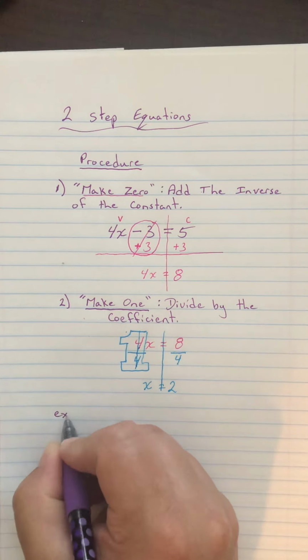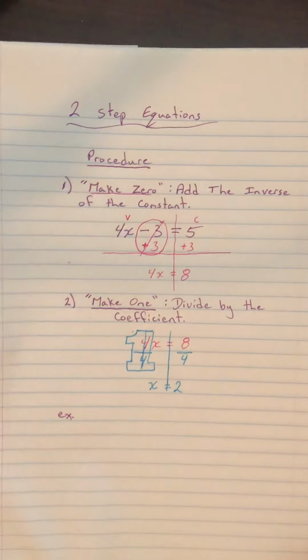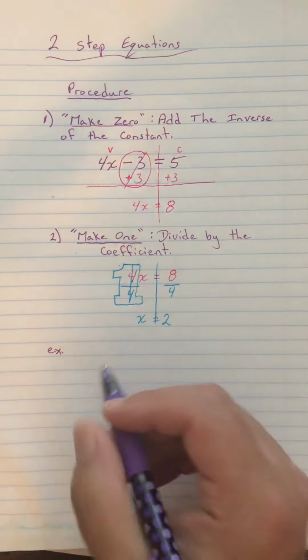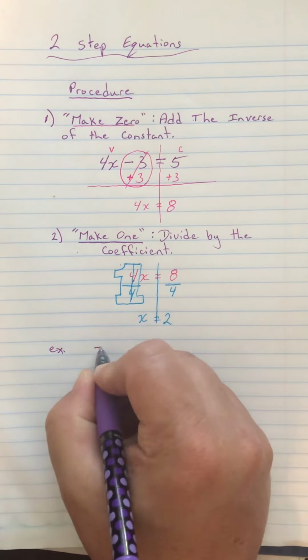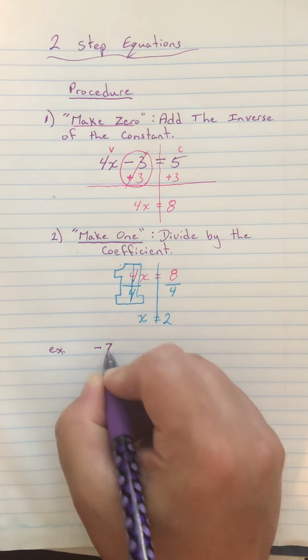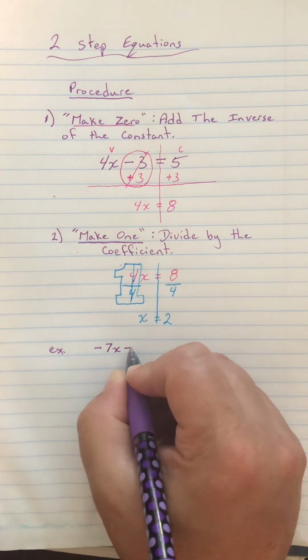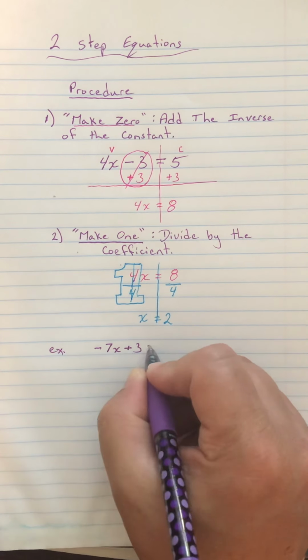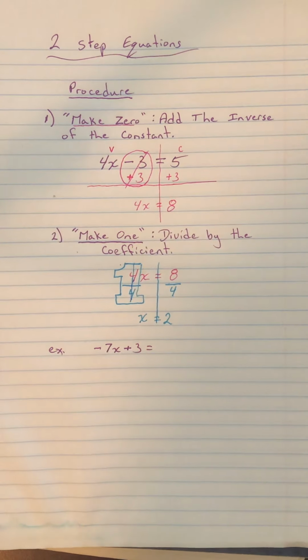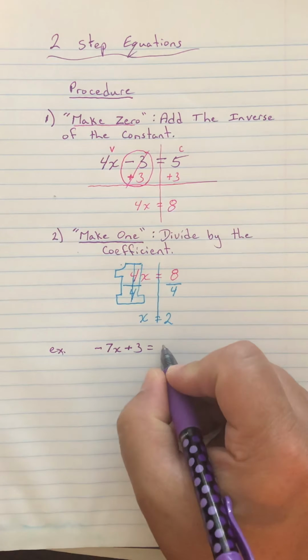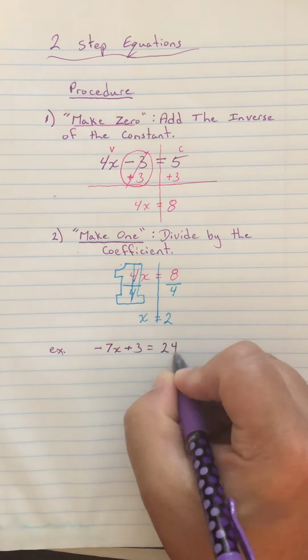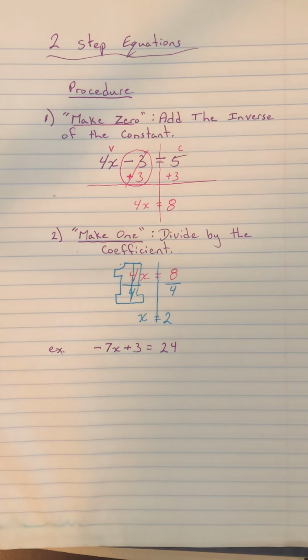So another example of this, move my paper up a little bit here, would be, let's do negative 7x plus 3 equals 24. Hopefully I figured that out in advance correctly.